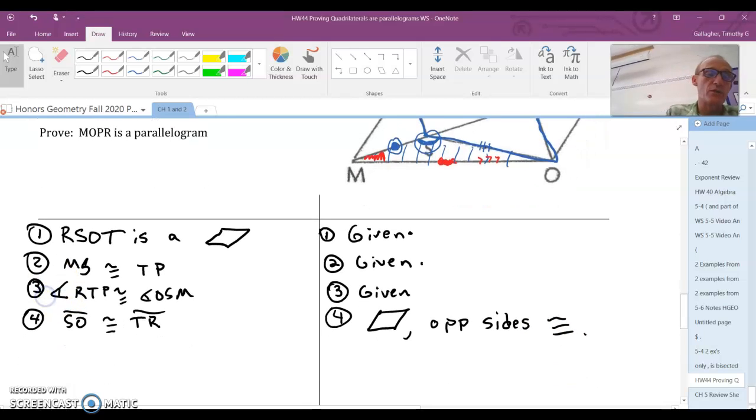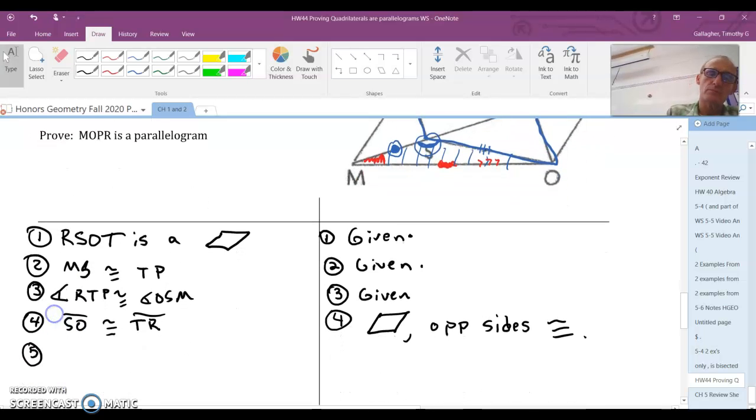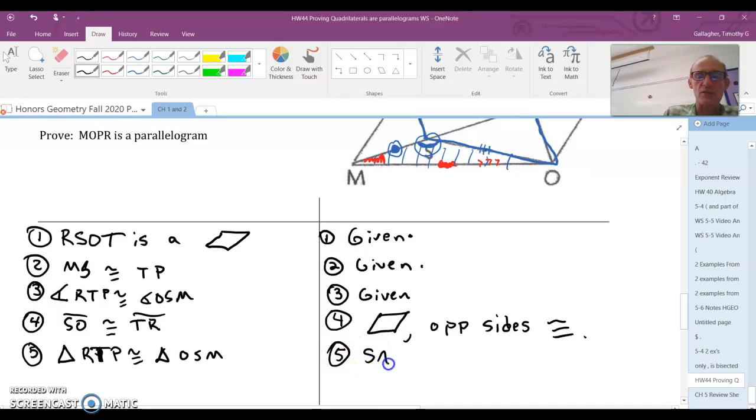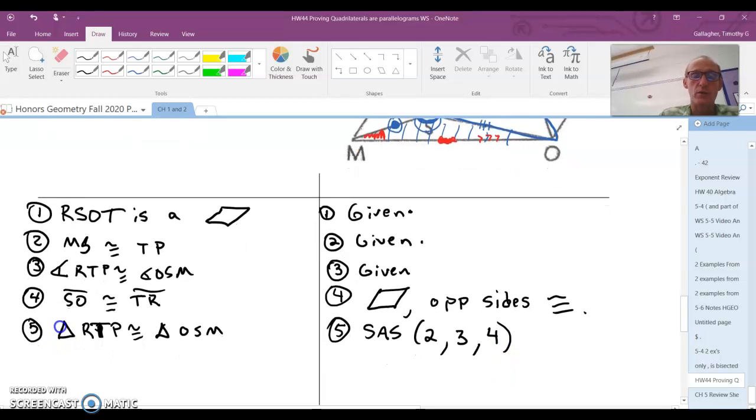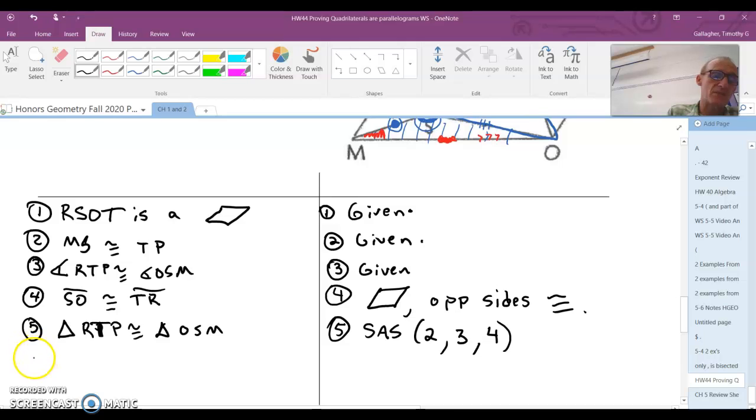Okay, so now the two triangles, triangle RTP congruent to triangle OSM by side angle side. The first side is given. The angle is also given, step 3, and the other side is 4. Okay, so now we got a couple of CPCTCs. MO congruent to PR by CPCTC.